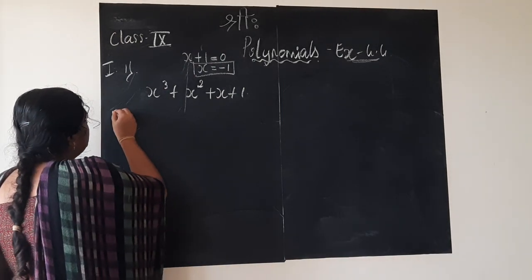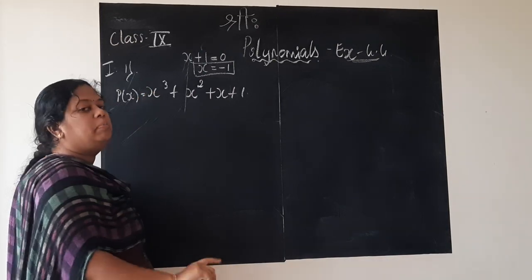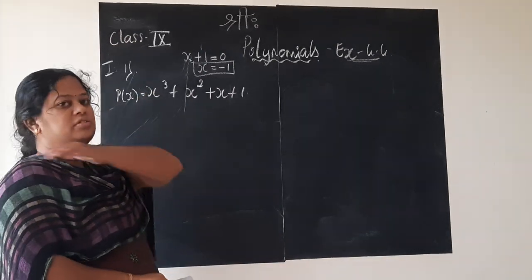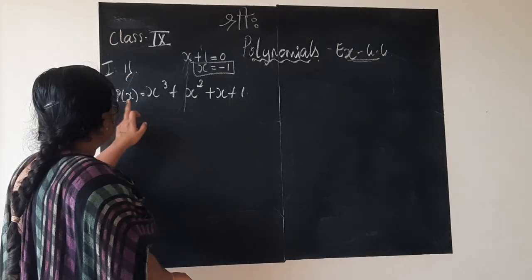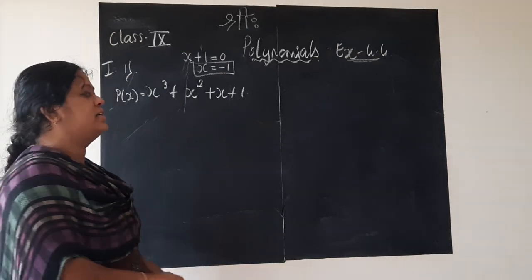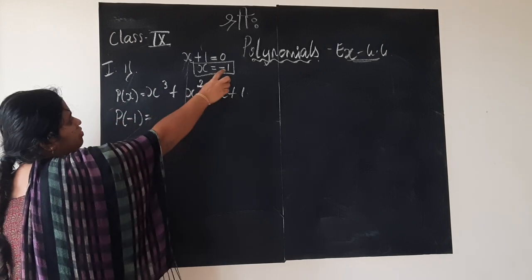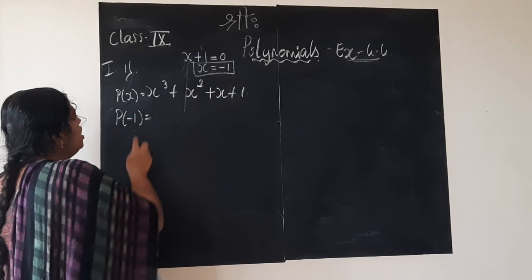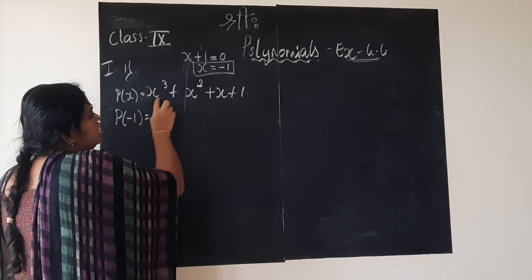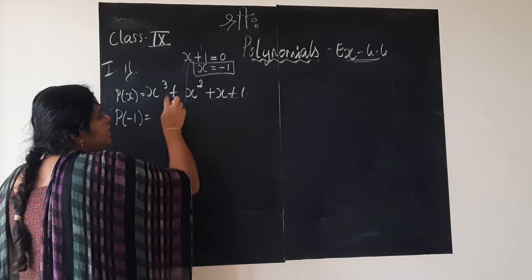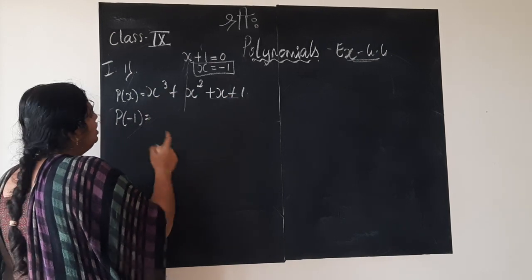So what we need to check is, whatever the given question is, children, write it down as p of x is equal to, you are used to this now, writing p of x, where p is the polynomial. p of x is x cube plus x square plus x plus 1. So what is x now? For all the problems, in place of x, we are substituting minus 1. So p of minus 1: if you write minus 1 throughout this equation in place of x, we need to substitute minus 1, and be careful with the sign when you multiply.